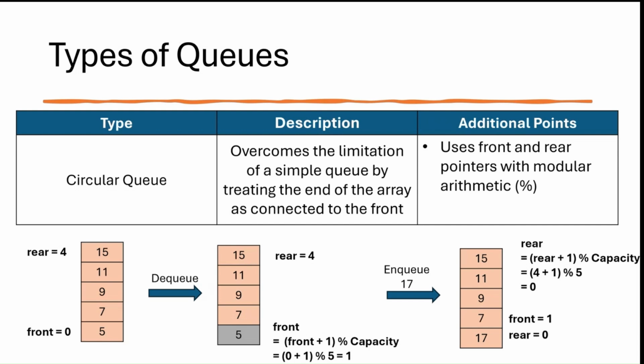You can see how the circular queue overcame the limitation of the simple queue by treating the end of the array as connected to the front. Basically, rear was pointing at the end, but it shifted to the beginning of the array, or front of the array, using modular arithmetic, right?